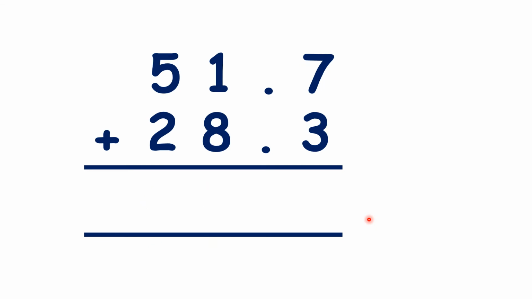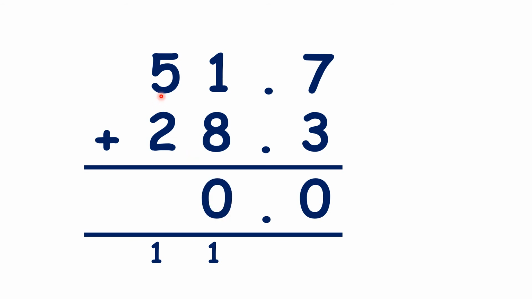Now pause the video and see if you can answer this question. So there's our decimal point. 7 plus 3 is 10, so that's 1 below our units and 0 in our answer. 1 plus 8 plus 1 is 10, so there's our 1, there's our 0.